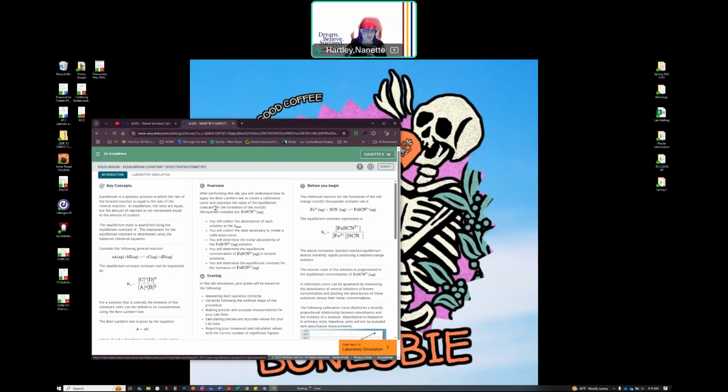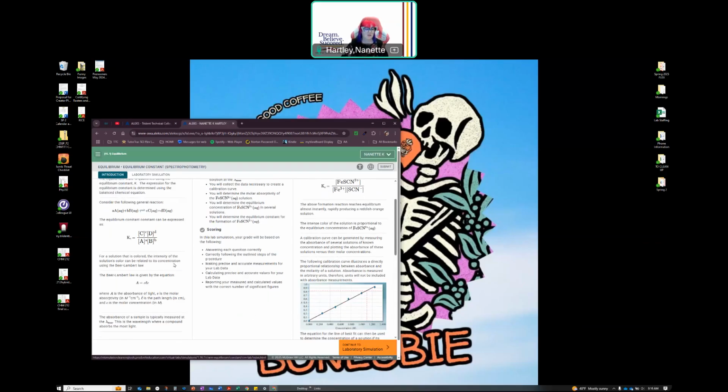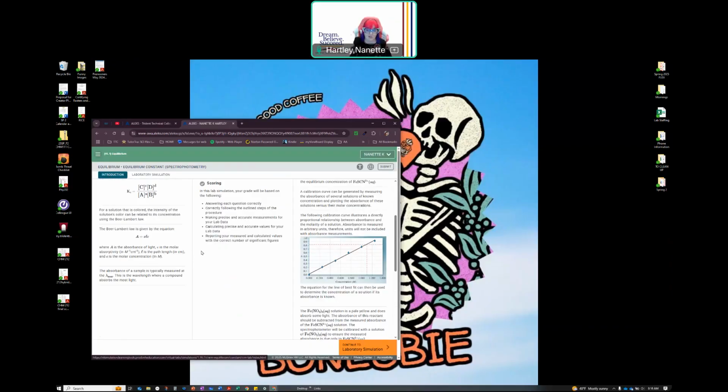In the introduction for this, we talk a lot about what is equilibrium, how do you set up an equilibrium constant, and then we talk about the Beer-Lambert. Now, we haven't talked about the Beer-Lambert, so I want to take a minute to talk about this. The Beer-Lambert law talks about the relationship between the absorption of light and the concentration. So just from a pure, what you experience in life standpoint, you know that the higher the concentration is, the less light is going to get through it.